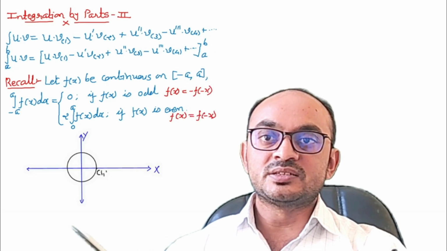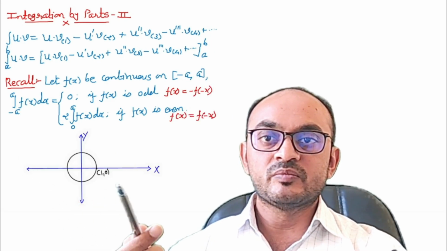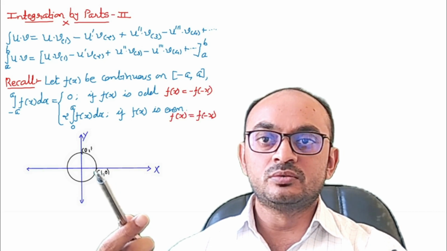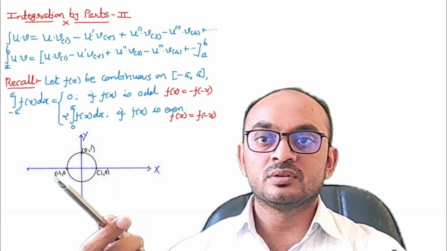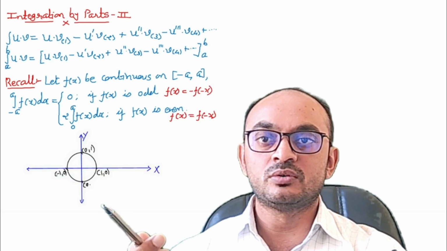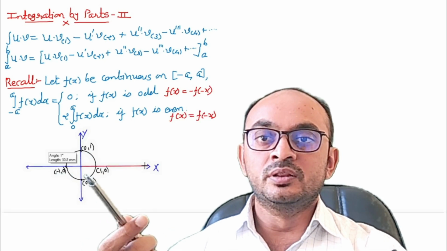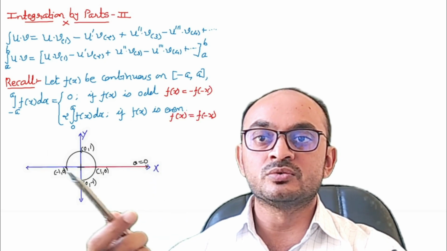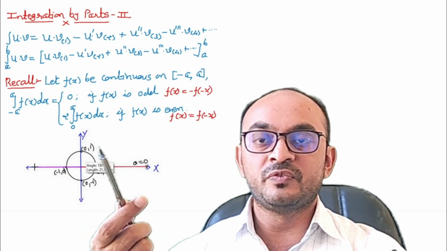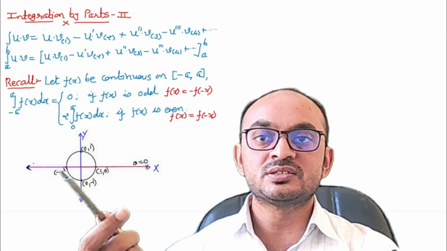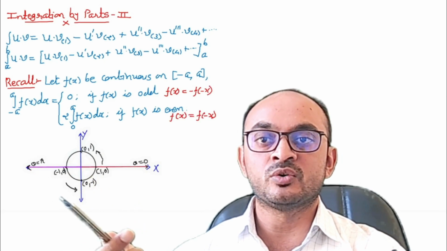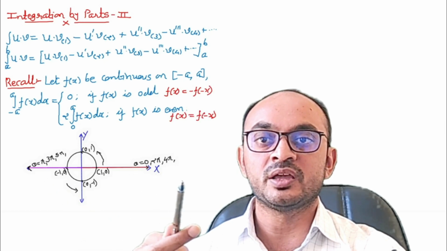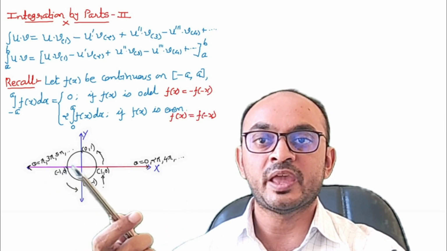The second thing: suppose we are given the unit circle. This point is 1, 0, this is 0, 1, this point is minus 1, 0, and this point is 0, minus 1. The positive x-axis is theta equal to 0. We fix the anti-clockwise direction, so the negative x-axis is theta equal to pi. We continue this motion: theta equal to 2 pi, 3 pi, 4 pi, 5 pi, and so on.